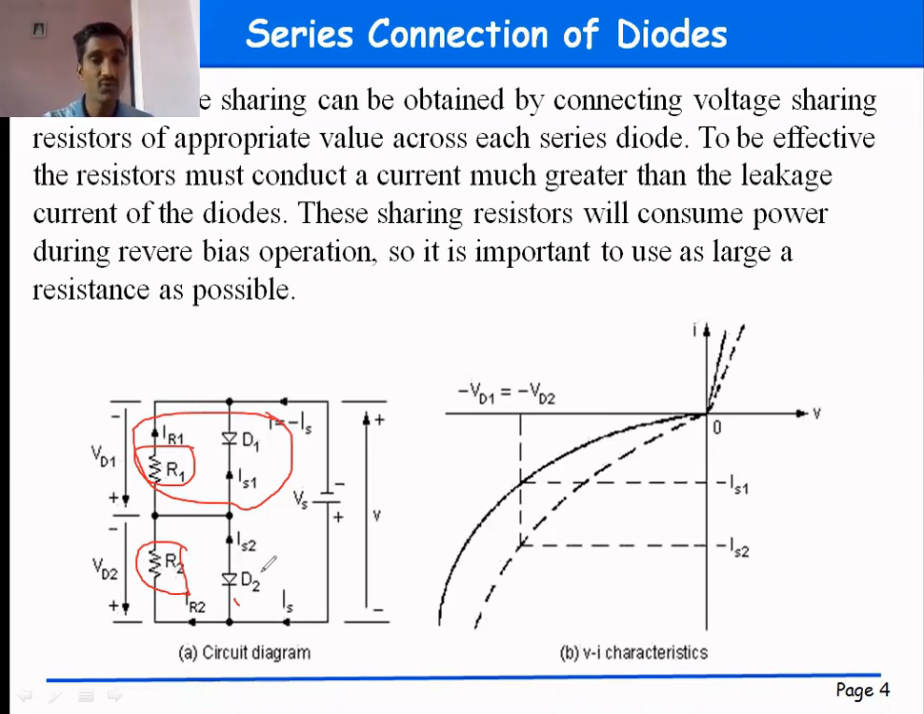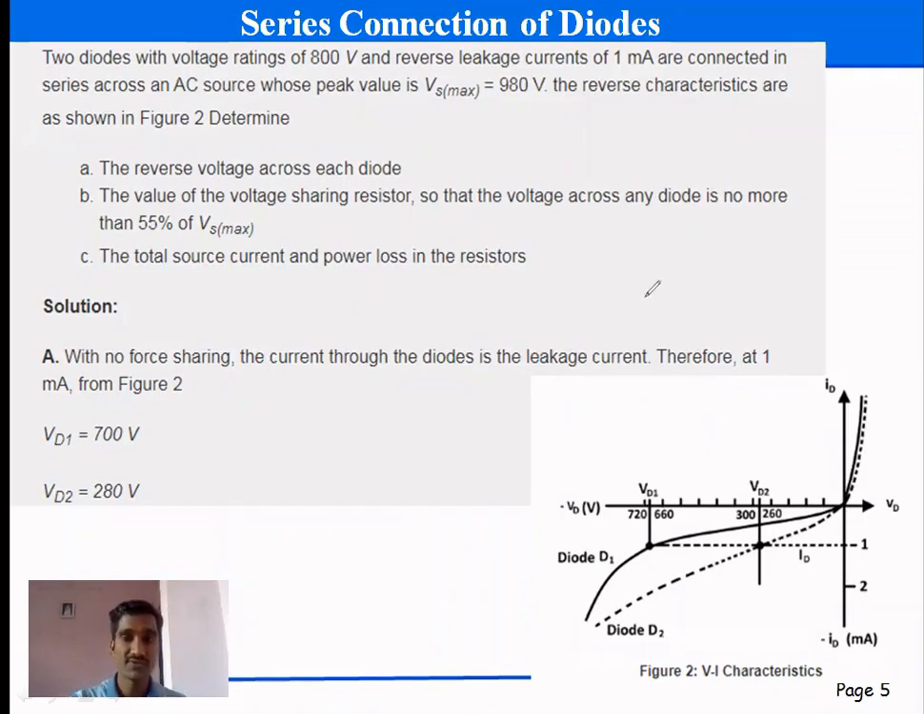In the same way, the voltage across diode D2 is the same as the voltage across resistance R2, that is VD2. Because of the same value of resistance, we get the same voltage across diode D1 and D2. So by connecting a resistor in parallel with each diode, we can achieve the same voltage across each diode. Only the value of the current changes. Now in this slide, we are looking at the applications of the series configuration of diodes with an example.